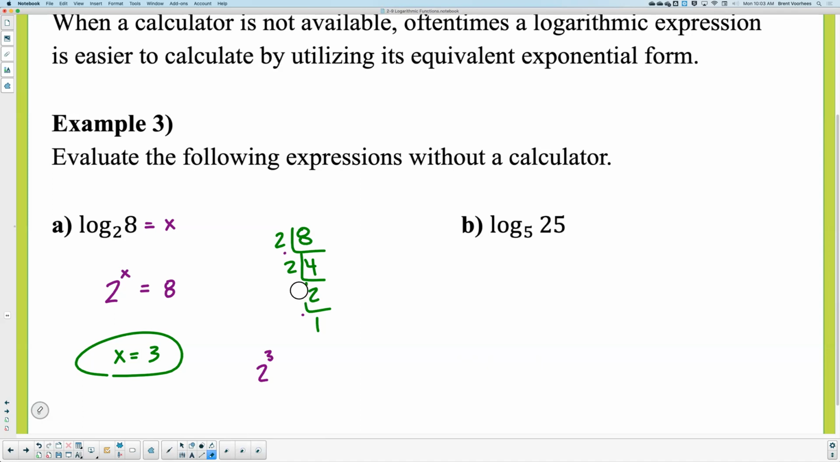Technically, I would end like this. Once I get to my base of 2, I would stop and say, okay, this is 2 to what power? How many powers of 2 does it take to get to 8? 3. That's how you can do that by hand if it's more complex.